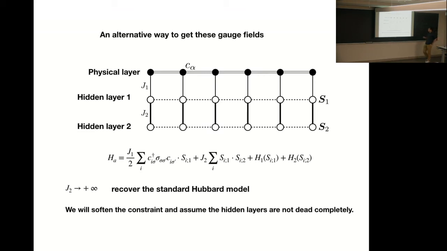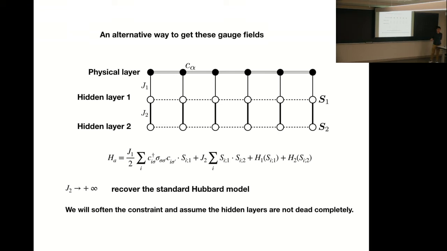So let's consider the following Hamiltonian. Imagine we have a system which has three layers. The first layer is the physical layer, that's the Hubbard model for cuprates. But we introduce another two layers, which we'll call the hidden layers. These two layers basically have a spin 1/2 per site. One is called S1, the other one is called S2. Then you can write down some kind of Hamiltonian which covers these three layers.